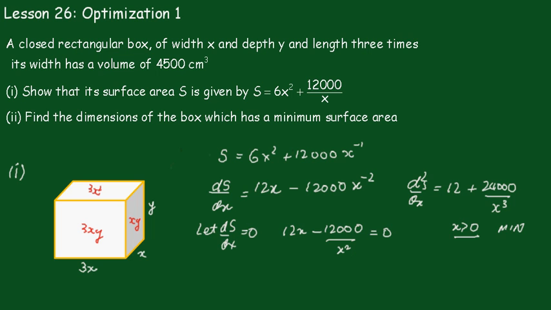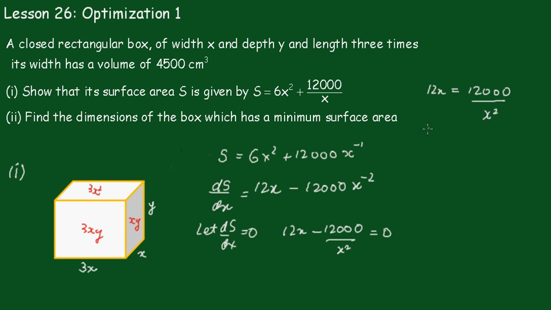Taking this up here a bit, we'll get 12x equals 12,000 over x squared. 12x cubed equals 12,000. So x cubed equals, dividing by 12, 1,000. And taking the cube root, we get x is equal to, cube root of 1,000 is 10. Okay, so we know that's going to give us a minimum because it's positive.